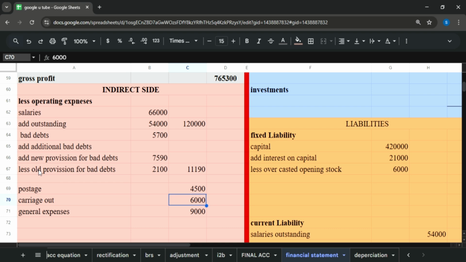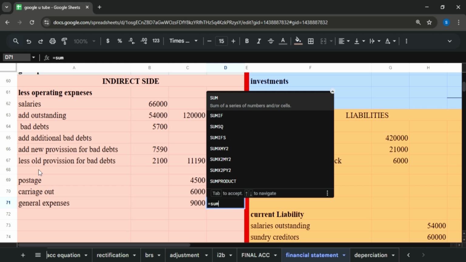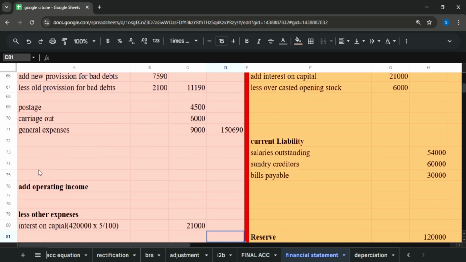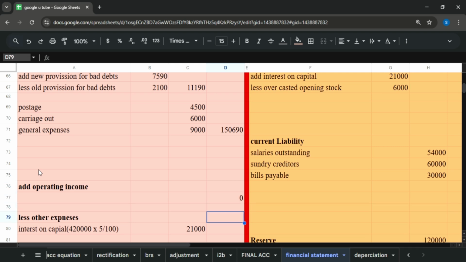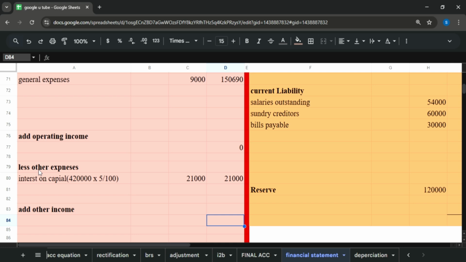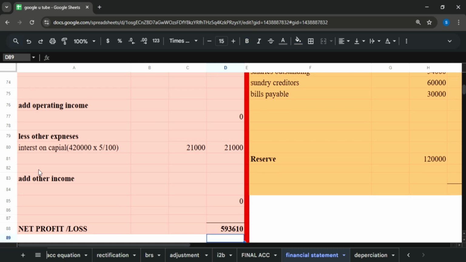It means all operating expenses are completed. We can take their sum. So sum of all operating expenses. First, there are four elements. First, completed. Operating income is not present in this question, so you may write 0. And then we have other expenses, only one amount. And other income is also not present, so you may write 0. It means all four elements are now ready.